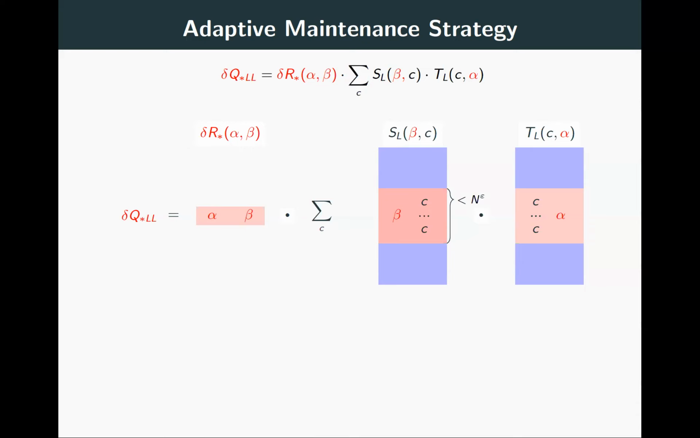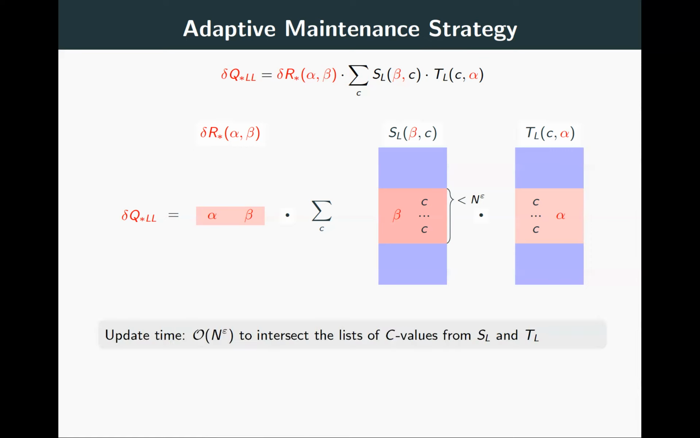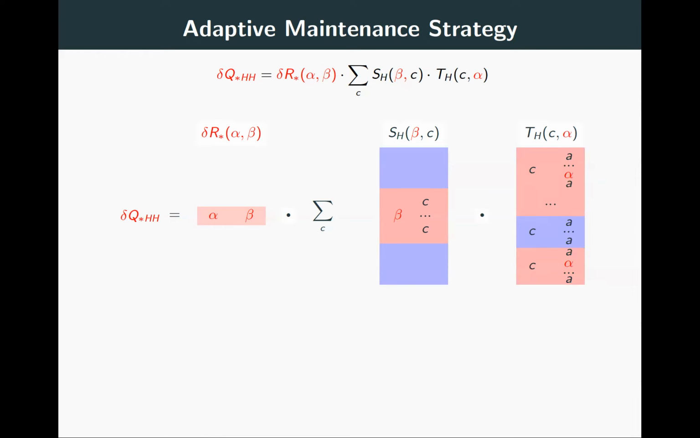Because S is light on B, on beta here, the number of C's we have here would be upper bounded by n to epsilon. But that's enough. We don't care about the C's here, because if we take an intersection of two lists, you can do it in time proportional to the minimum of the size of the two lists, because we can always iterate over this and do lookup in the other one. So the overall time here would be O of n to epsilon to intersect the lists. And that would be the time to do this insert or delete.